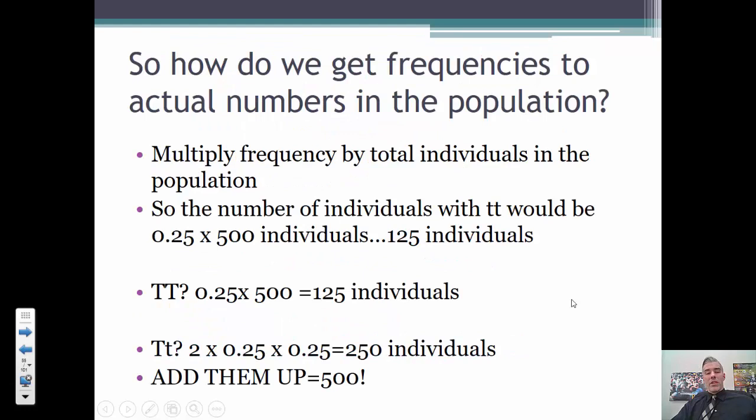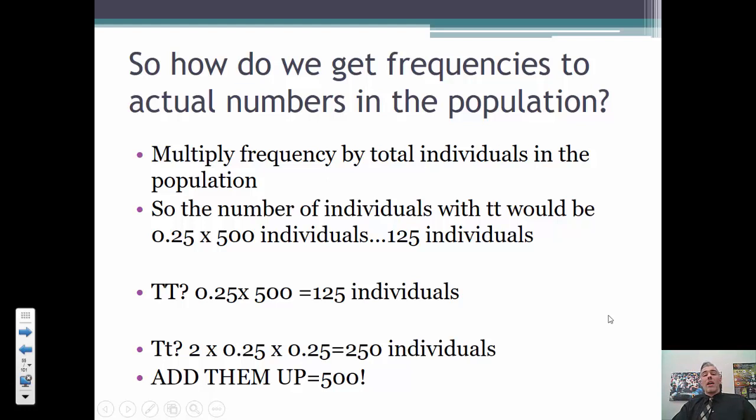So collectively, when you plug all of that in, you end up getting a total of 1. 0.25 plus 0.5 plus 0.25 equals 1. And at the same time, your recessive allele, q, is equal to 0.5, and your dominant allele, p, is also equal to 0.5. Together they equal 1. That's how you can check your work to make sure you did this right.